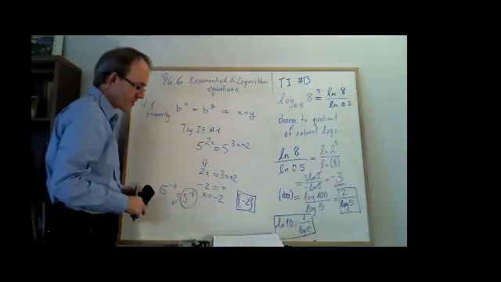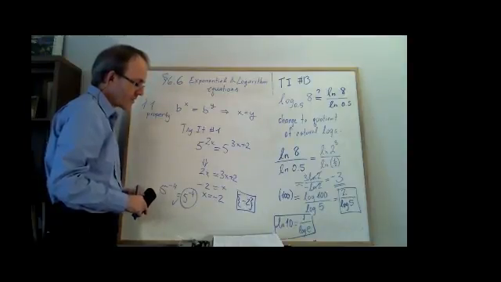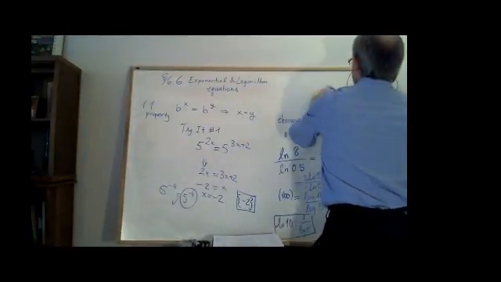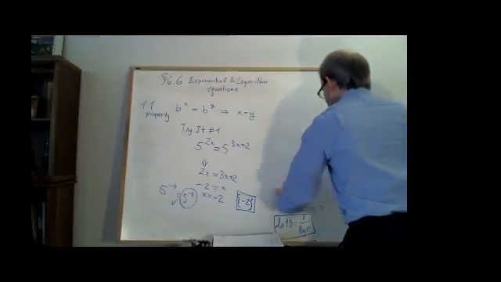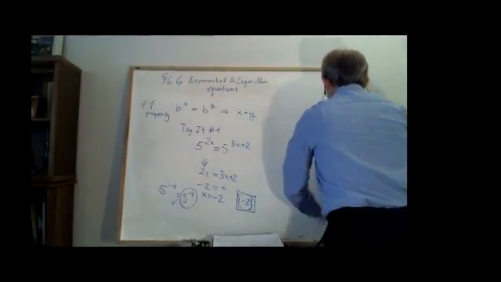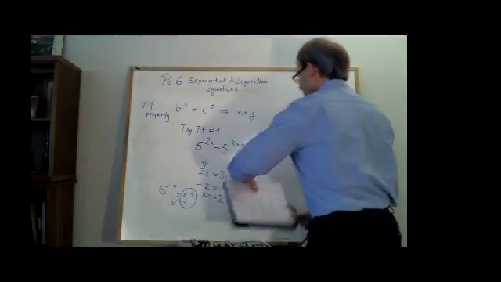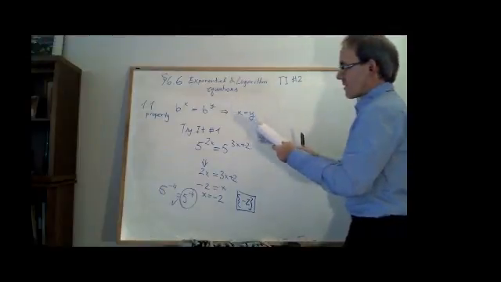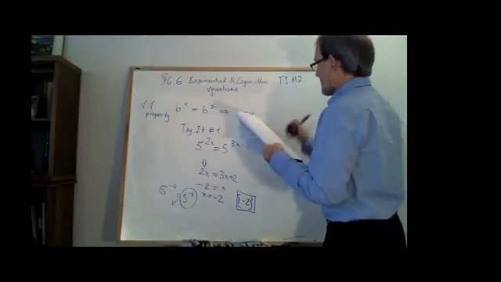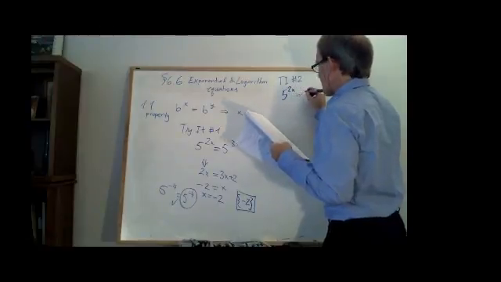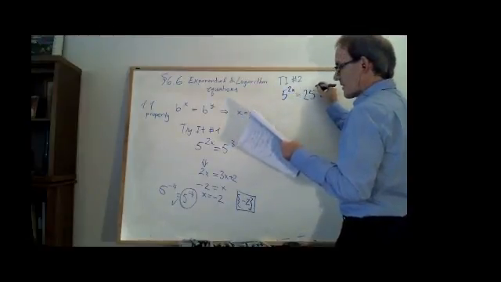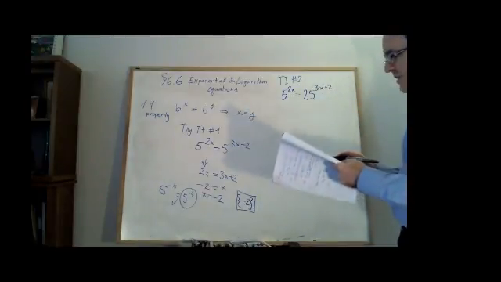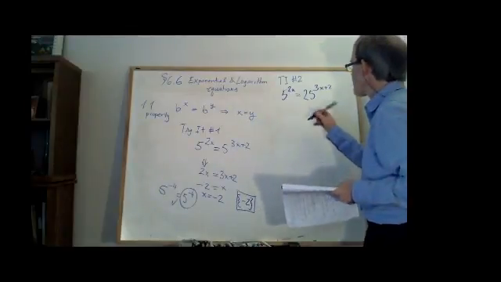Let's try number 2. 5 to the 2x is equal to 25 to the power of 3x plus 2. Okay, so now here I have different bases in my starting equation. So again, I'm asked to solve for x.